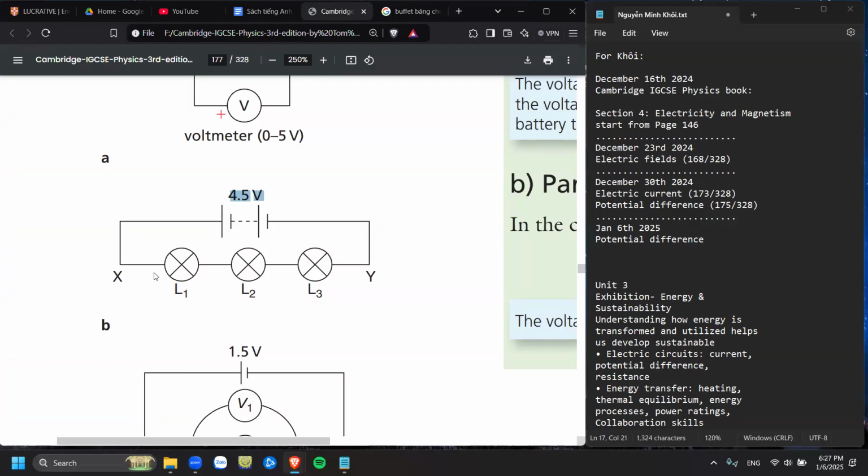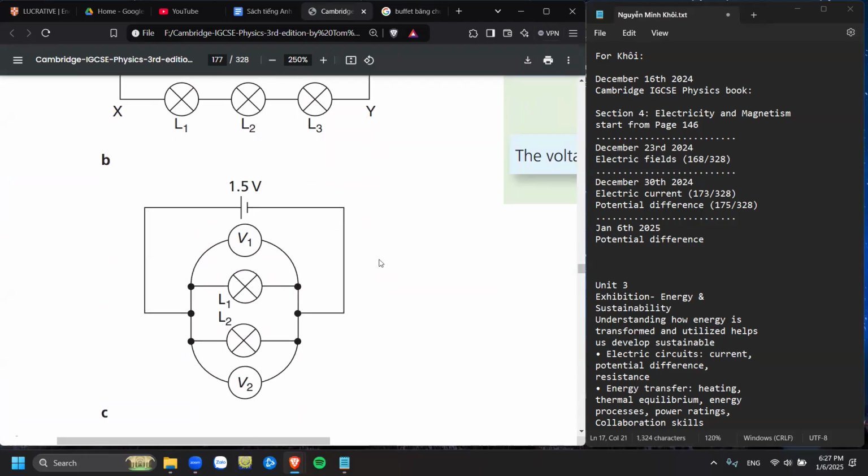Now, if it passes through L1, it takes away some energy. Passes through L2, it takes away more energy. And if it passes through L3 lamp, it takes even more energy. So afterwards, when it goes back to the battery, there will be much less energy. Is it understandable? Yeah, it's like from the kitchen, the food passes through the customers, they take it. So after three customers, it goes back to the kitchen again, like empty plates, isn't it? So the same thing happens here.